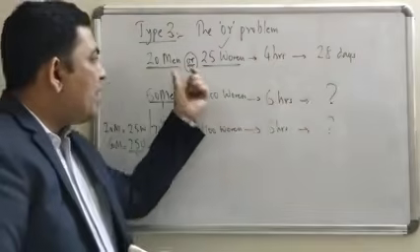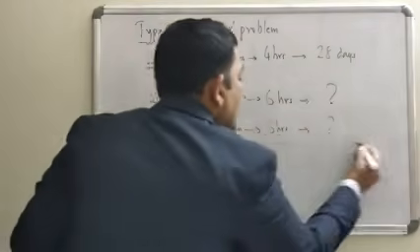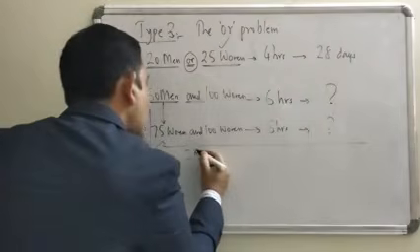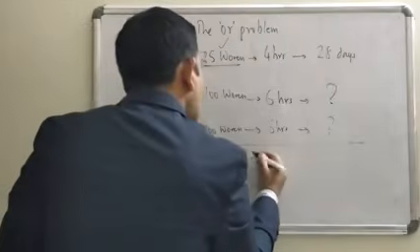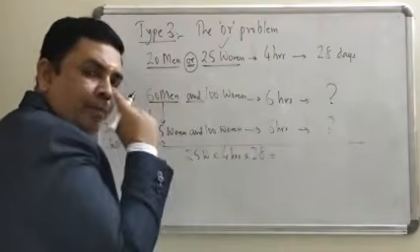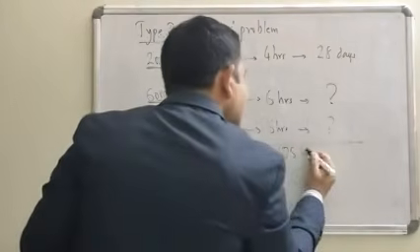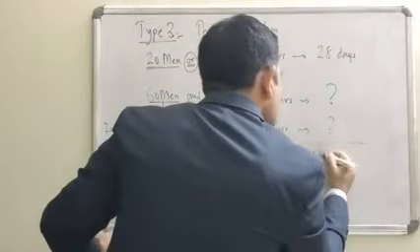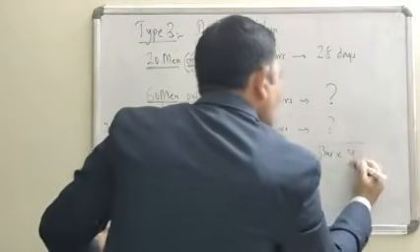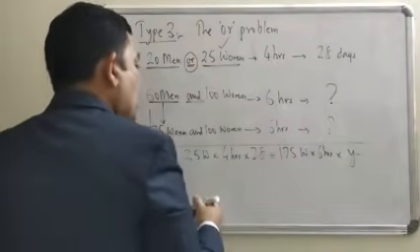Now, since we have converted everything into women, now you can do this question in terms of women. So 25 women, 4 hours, 28 days. The same work is to be completed by 175 women. 175 women, 6 hours, how many days? Alright. Now solve from here.